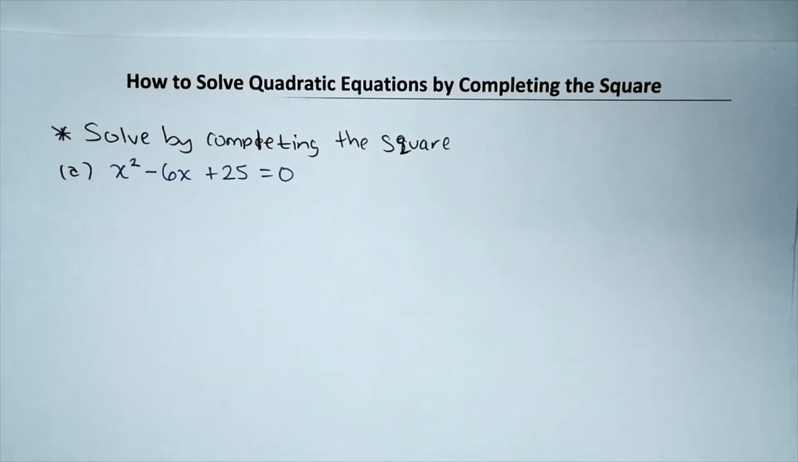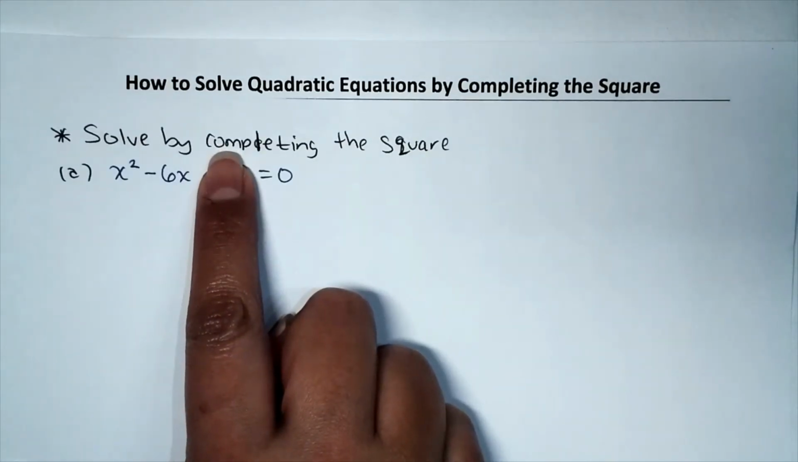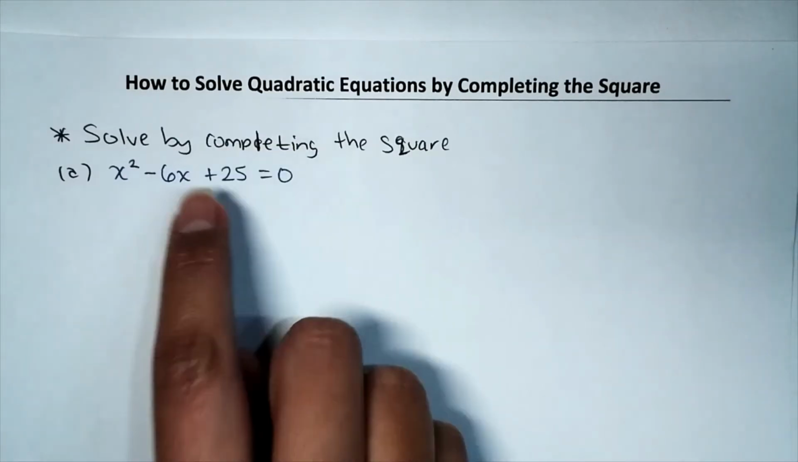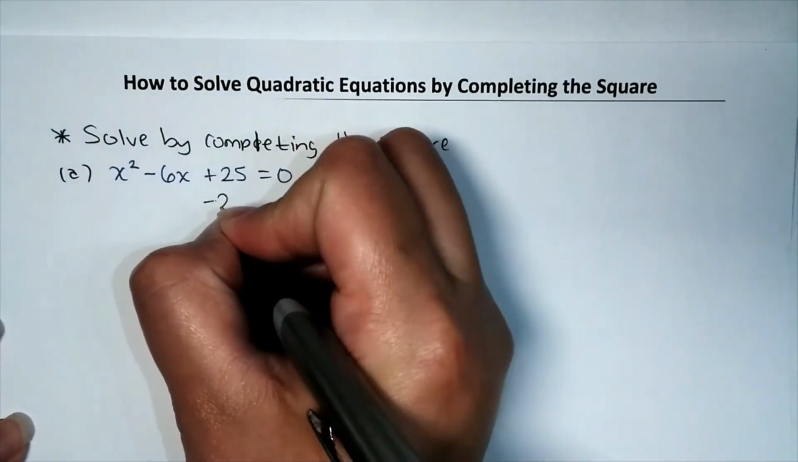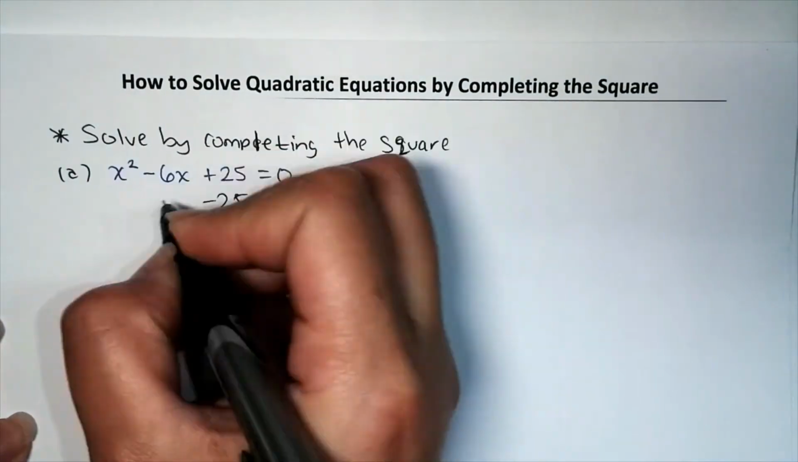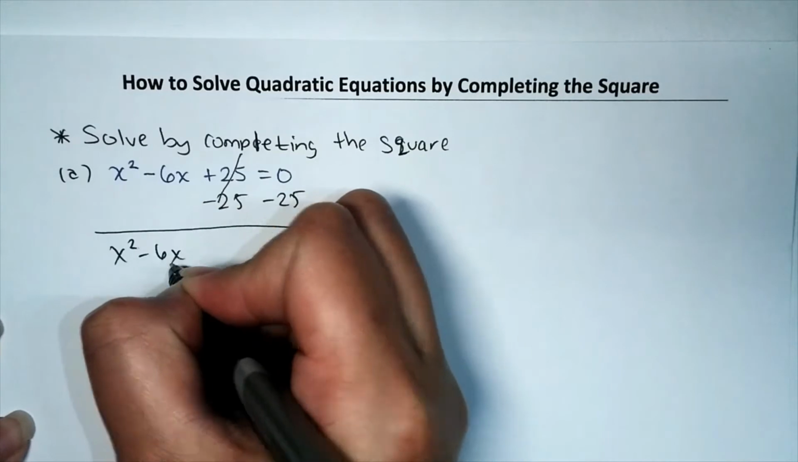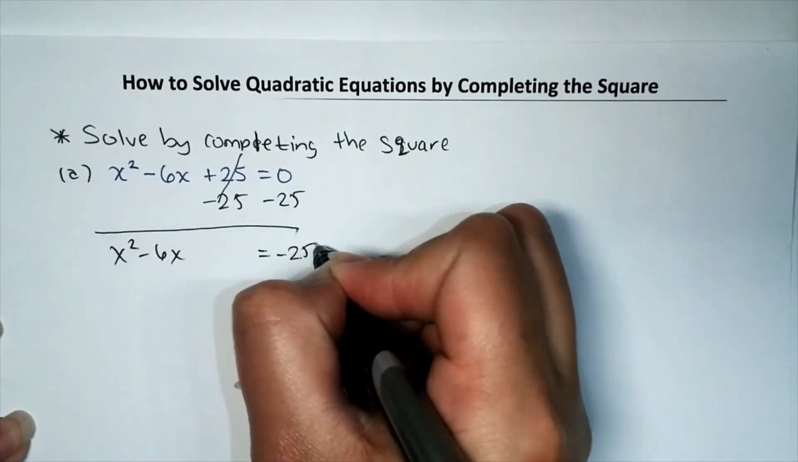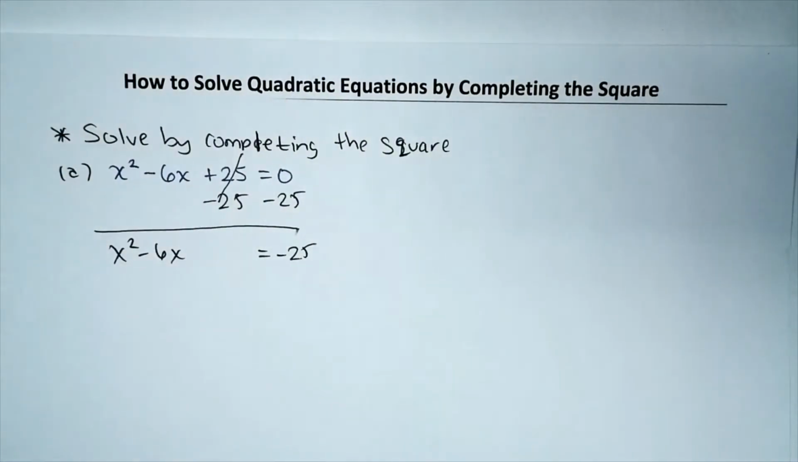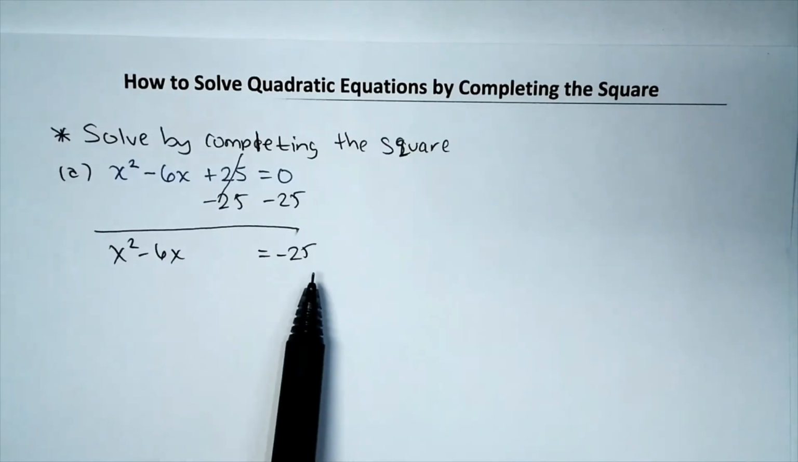So let's do this. So how do we solve a quadratic equation by completing the square? One, isolate the constant term. So variables on one side, constants on the other. To undo the addition, let's go ahead and subtract. We will subtract 25 from both sides, and that will give us x squared minus 6x is equal to negative 25.